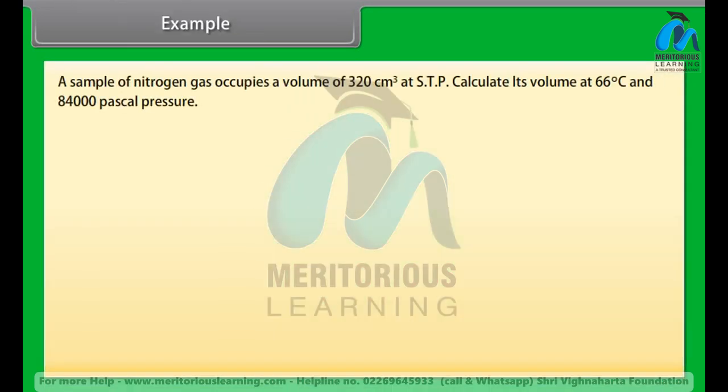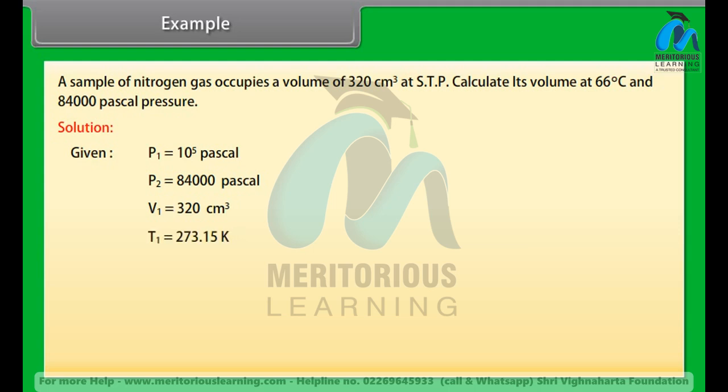Example: a sample of nitrogen gas occupies a volume of 320 cm cube at STP. Calculate its volume at 66 degrees Celsius and 84,000 Pascal pressure. Solution: given P1 is equal to 10 raised to the power 5 Pascal, P2 is equal to 84,000 Pascal, V1 is equal to 320 cm cube, T1 is equal to 273.15 Kelvin, T2 is equal to 66 degrees Celsius, which is 66 plus 273.15 Kelvin, equal to 339.15 Kelvin. We have to find V2.